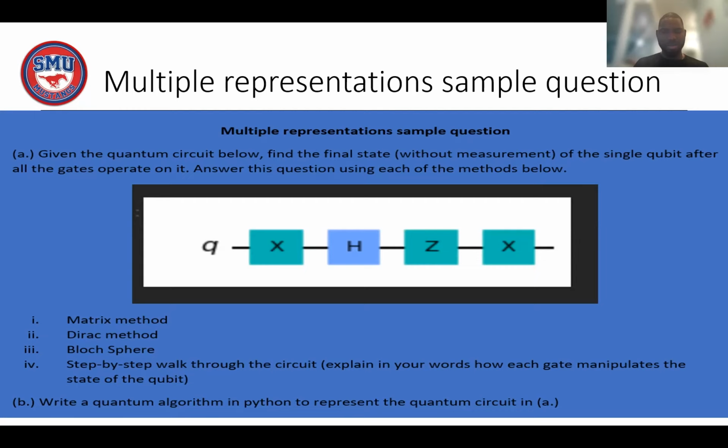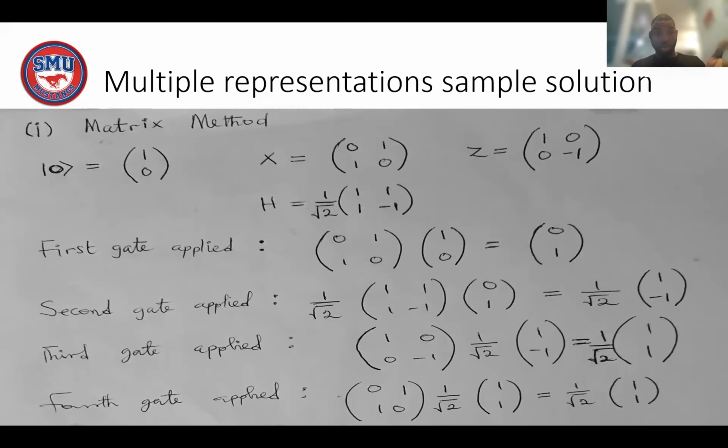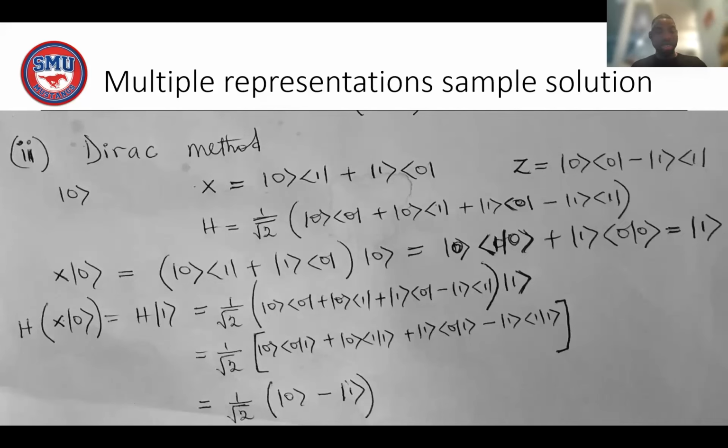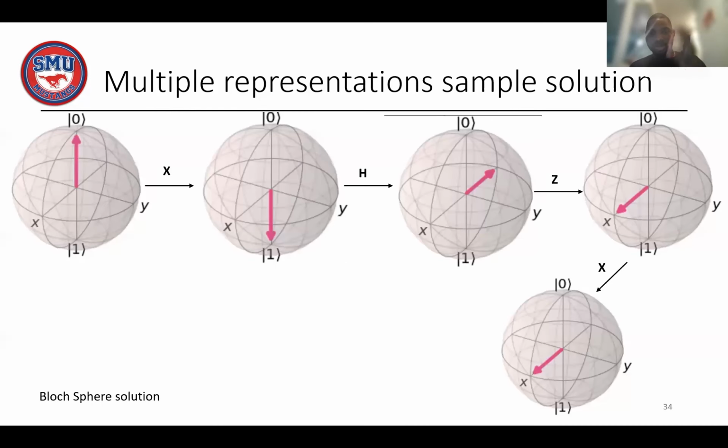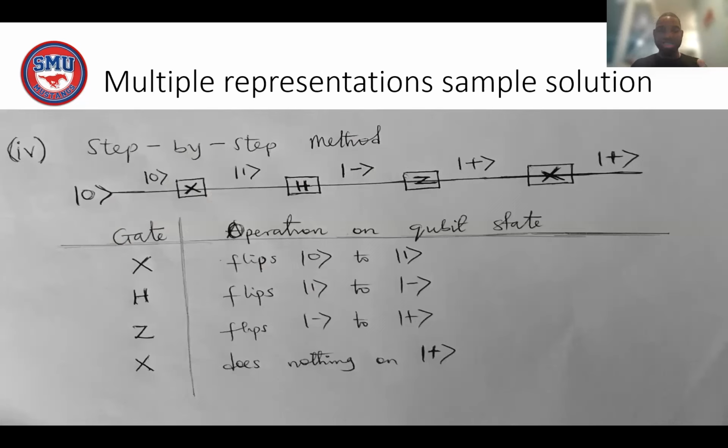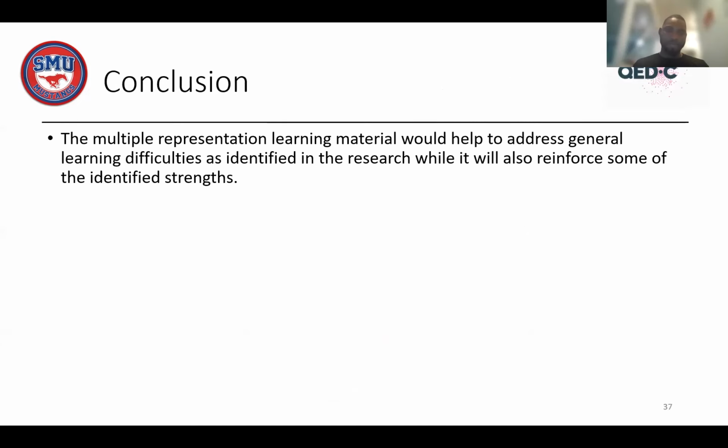For this particular sample question, this is how to walk through the solution. This is the matrix doing the same thing, Dirac doing the same thing, the Bloch sphere doing the same thing, and then we have them. This ending part is, for me, the most important, because this is where the students get to internalize what they've learned. We say, walk me through the step-by-step process of this circuit. In your own words, can you explain what is going on? This is where we get to know if the students have internalized the learning or not. So right now, that's what we're working on.